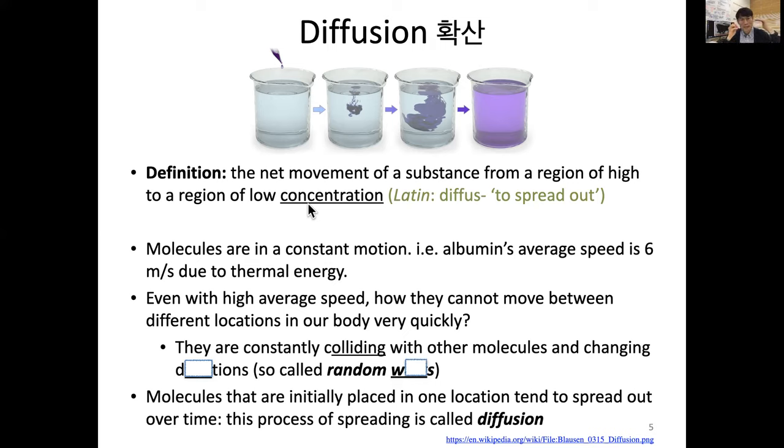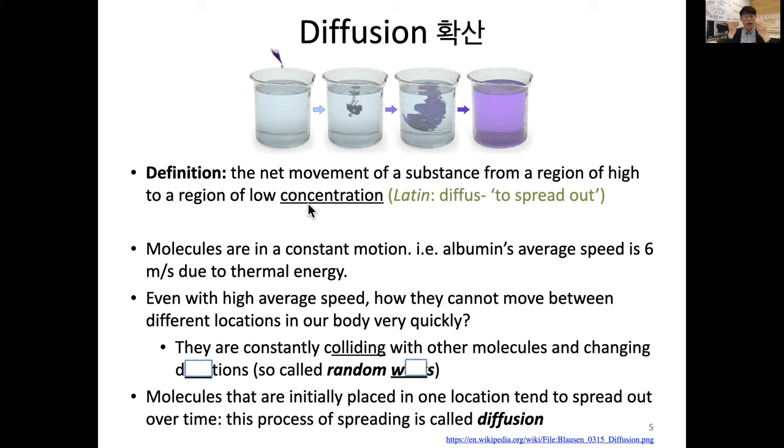We know that these molecules are in constant motion, and from the physical point of view, temperature is important. The molecules have thermal energy that leads them to move constantly as kinetic energy. So, for example, albumin is the most abundant protein in blood plasma, and it has a molecular weight of about 68 kilodaltons. And from a statistical mechanics point of view at the microscopic scale, you can calculate the kinetic energy of this albumin molecule and the thermal energy, which is represented by the Boltzmann constant.